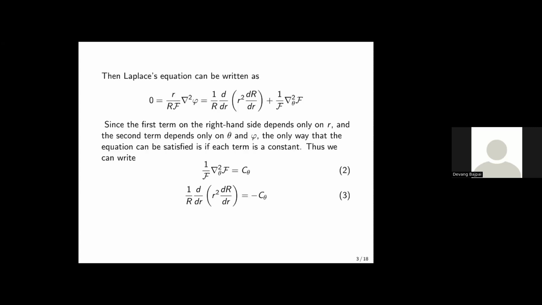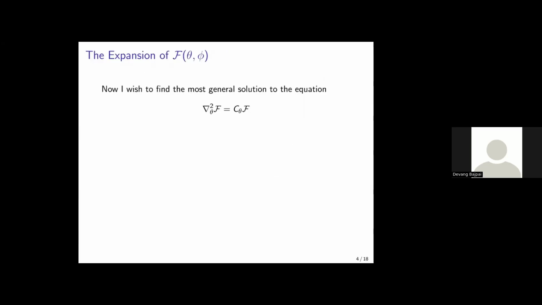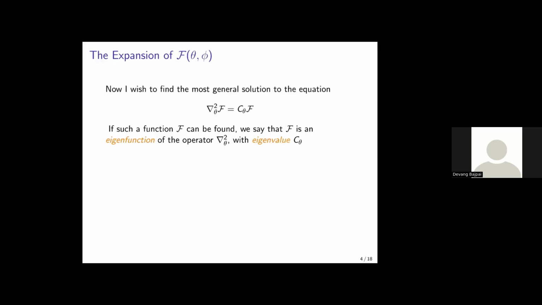Now, I want to find this f, which is our function of theta and phi, because the radial part will be easy to solve. But the angular part is the main goal of today's talk. Now, I wish to find the general solution of this equation, which is nothing but a rewriting of my equation 2. And if somehow I am able to find such a function f, then I can say that f is an eigenfunction of the operator, that is our angular Laplacian, with eigenvalue c theta.